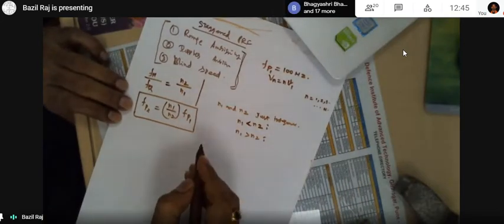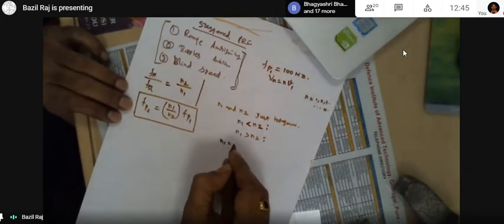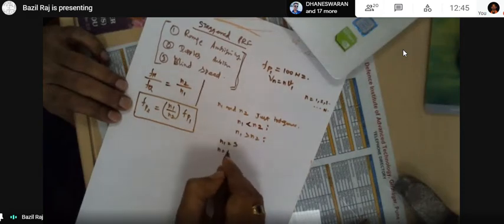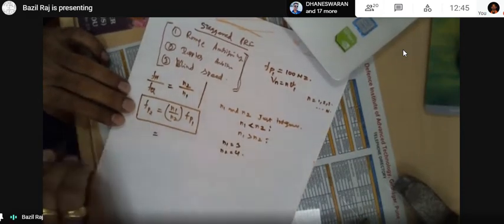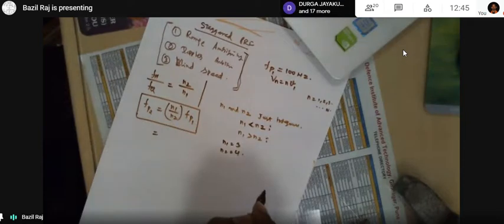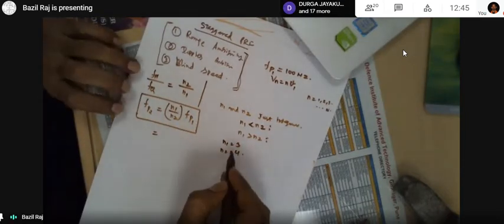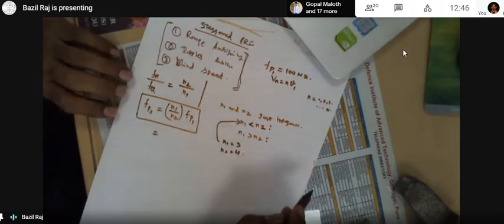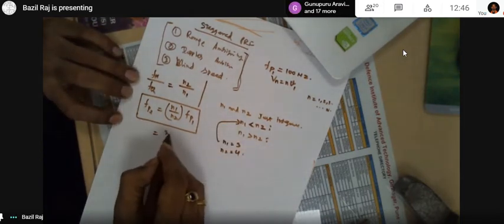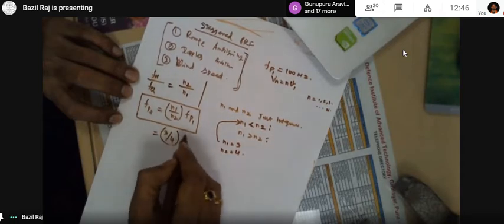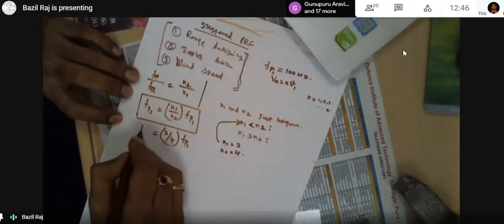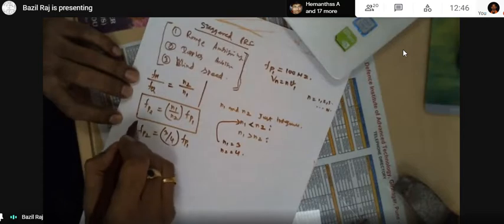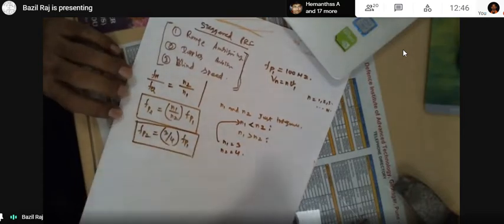For example, I'm choosing N1 equal to 3 and N2 equal to 4. Substitute here now. I'm choosing these two integer numbers randomly. In this case, N1 is less than N2. So therefore, 3 divided by 4 into FP1 is FP2.